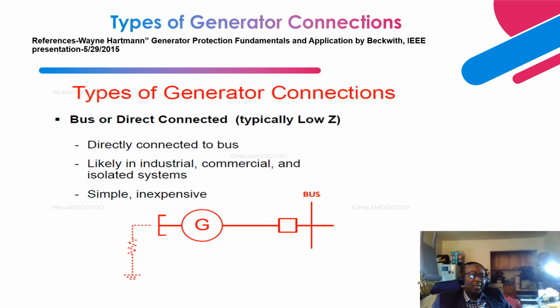Now let's talk about typical connections of the generator to the bus or the utility, right? So this is a direct connection. Typically, this has a low impedance. These are utilized in industrial and commercial facilities, and they are very simple and very inexpensive.